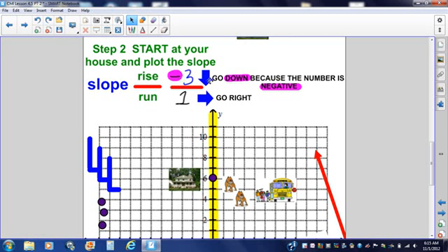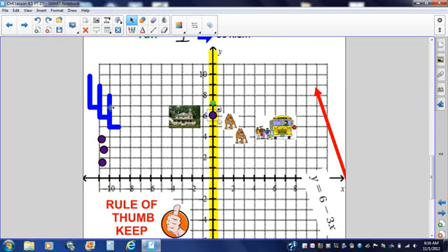Now yesterday we went up, but today we're going to go down. The reason I'm going down when I do my rise is because 3 is a negative number. So if your rise is a negative number, you are going to go down. My denominator, I'm always going to go right. So I'm going to go down 3 because it's negative, right 1. So I'm going to start right here. I'm going to go down 3 and right 1.